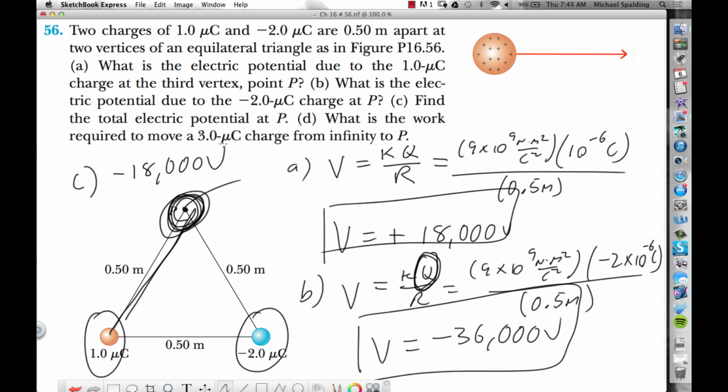Okay, now part D is the part that most students need some help with. And I don't like part D. I don't like the wording of it, to be honest with you. What is the work required to move a 3 microcoulomb charge from infinity to point P?